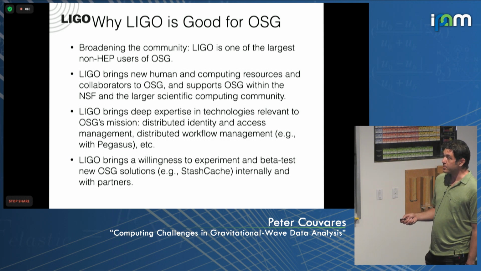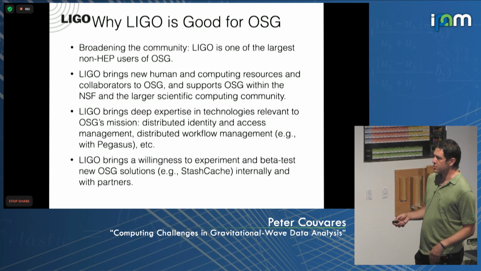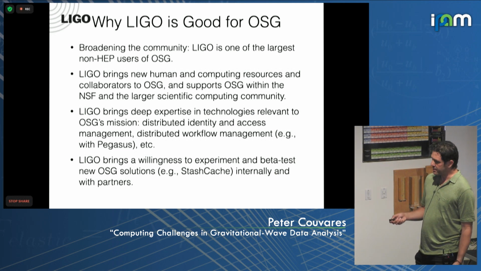LIGO brings a lot of new human and computing resources to OSG. LIGO has traditionally been on the cutting edge of a lot of what the NSF calls cyber infrastructure, sort of computing infrastructure, and has driven a lot of the software that OSG now uses. LIGO brings a lot of expertise. This is some of the distributed identity and access management. We did a lot of the single sign-on work for big collaborations long before other big experiments did. OSG helped us bring that out to other people.